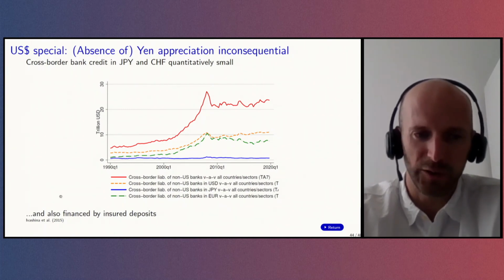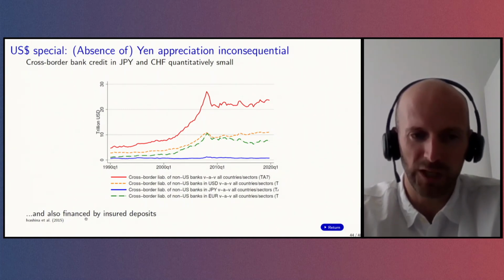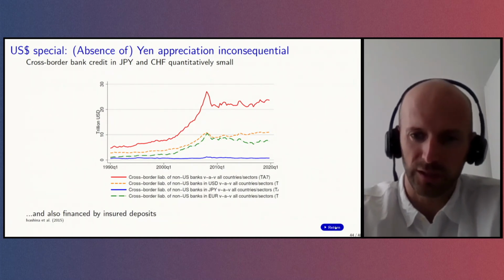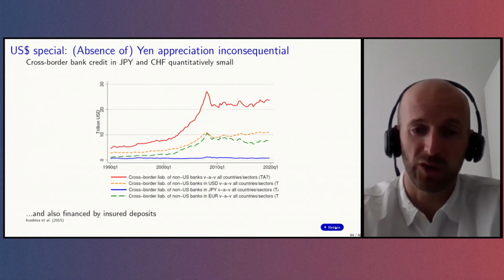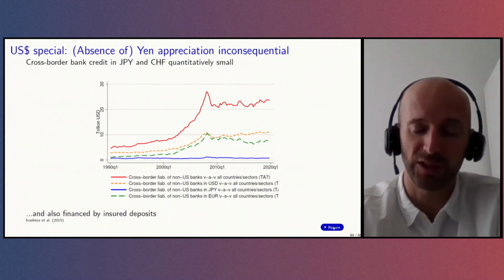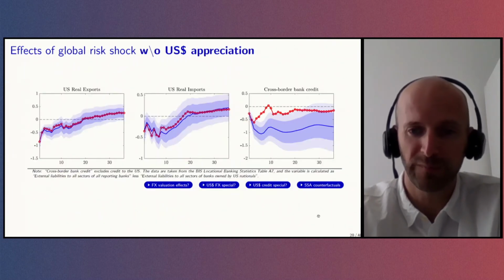And also, as argued by the QJE paper of Vivashina et al., yen cross-border bank credit is funded by much more stable sources, secured deposits in particular, which are much more resilient to global risk shocks than the unsecured funding in the money markets in the US, at least over large stretches of the sample period that we look at.